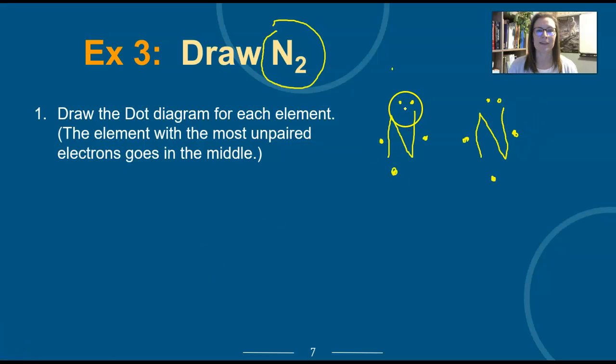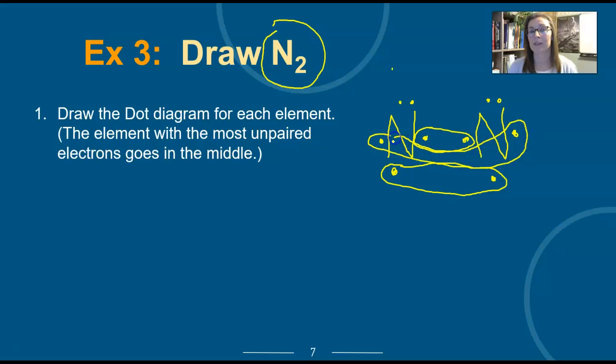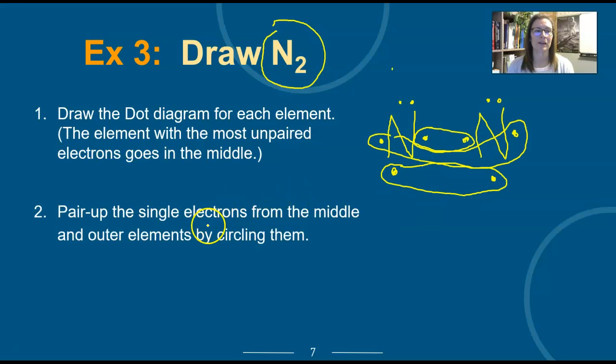All right, so I've got my dot diagrams for both of my nitrogen atoms. And look at what we have here. We have 1, 2, 3 single electrons on both of them. So that means in order to get rid of all the single electrons, they have to share 3 times. This kind of gets messy looking, but that's okay. That's why we redraw it. And so we've paired up all the single electrons, and now we're going to change these circles to a dash or a line. Right, so much neater.